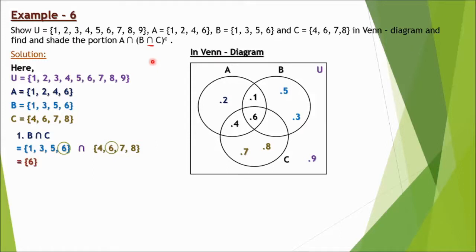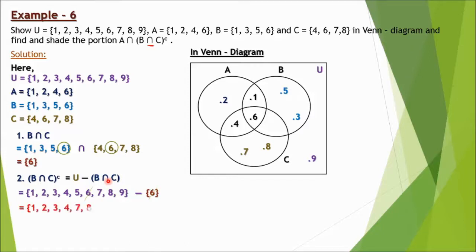Now the complement of this intersection. Second is B intersection C complement. You know the formula: U difference B intersection C. Whatever there is inside the bracket, B intersection C, you have to write that. So U is 1, 2, 3, 4, 5, 6, 7, 8, 9, and the intersection is only 6. With the difference operator, 6 will be cancelled, and the rest we can write quite easily: 1, 2, 3, 4, 7, 8, 9, leaving 6.